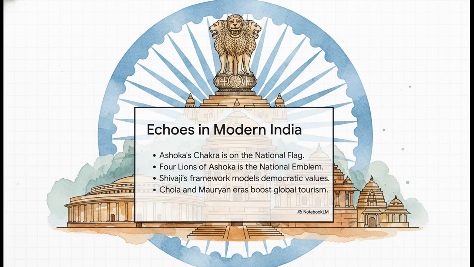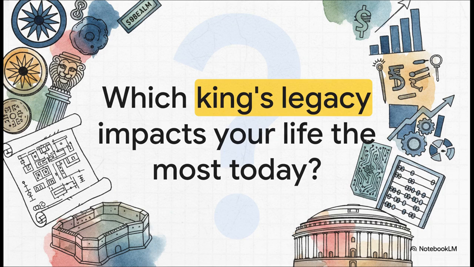Shivaji's secular, inclusive administration perfectly models the core democratic values we talk about today. And those architectural marvels from the Chola and Mauryan eras, they are the beating heart of India's cultural identity and UNESCO heritage right now. So I hope this explainer really sparked your curiosity.